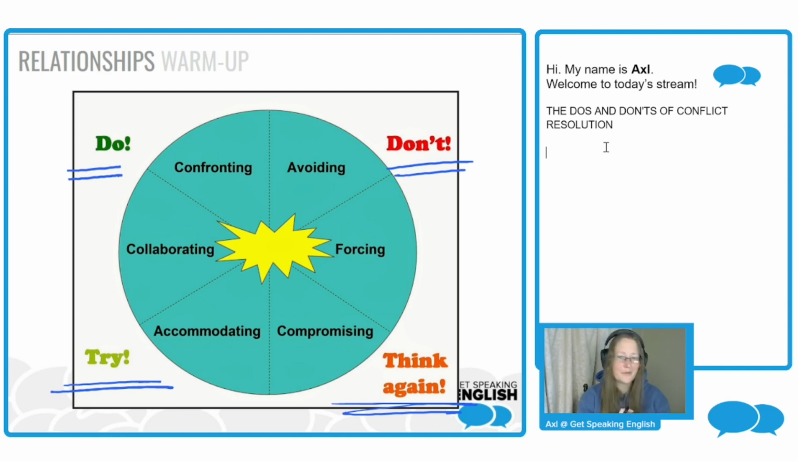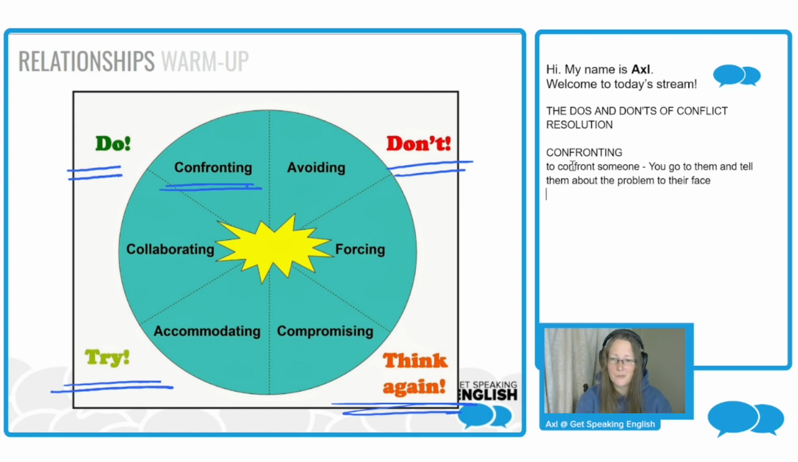So let's talk about what these are and why this person maybe has put these things how they are put. So the first thing here, we have confronting. Confronting basically means to confront someone. And what does that mean? It means that if you confront a problem, you deal with it head on. So if you confront somebody, you basically go to them and tell them about the problem to their face. So it's a very direct form of conflict resolution, right?